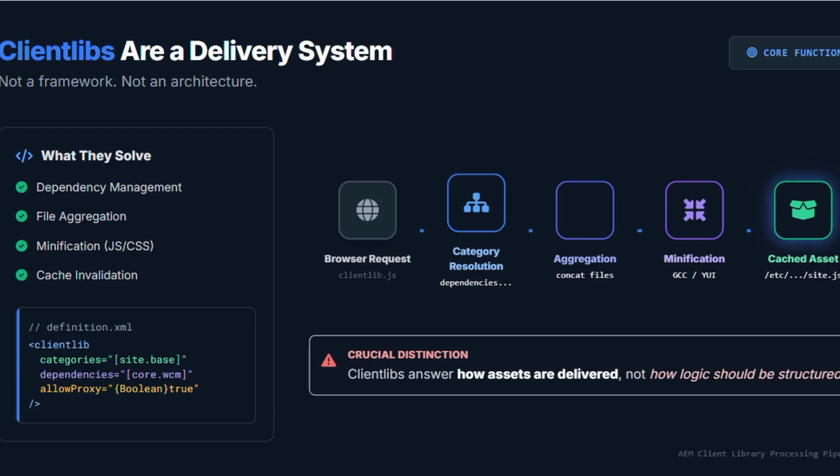So, takeaway is, client libs answer how assets are delivered, not how logic should be structured. Once you understand this, you stop fighting client libs and you stop forcing architecture decisions into a delivery system. And that single mindset shift instantly makes your AEM frontend cleaner, faster, and more scalable.